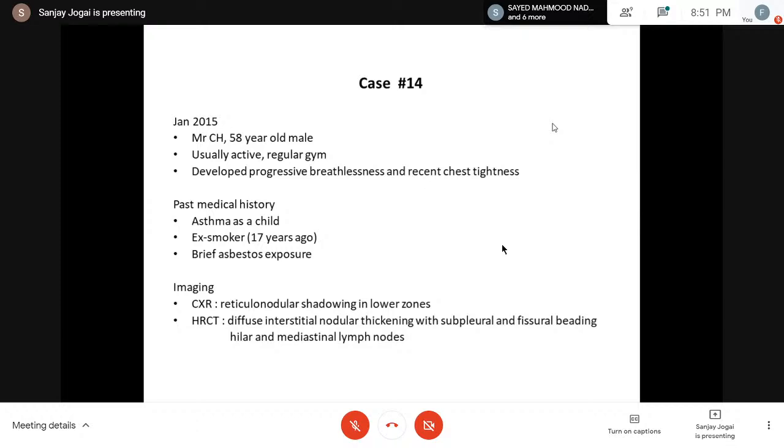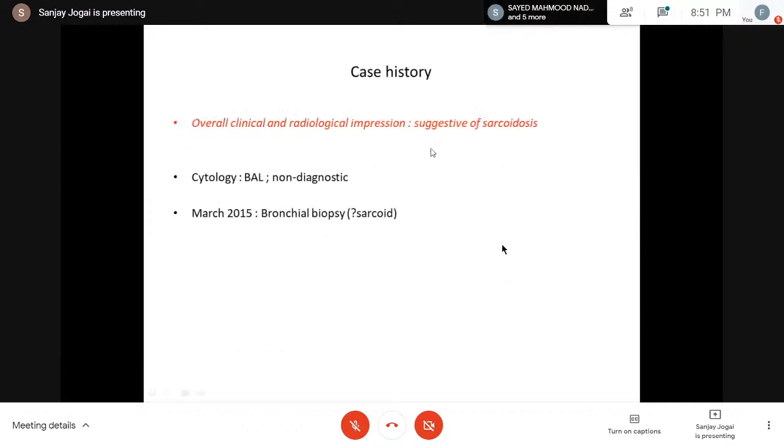So the history goes back to January 2015, when a 58-year-old male who was regularly going to the gym, quite active, started developing breathlessness and chest tightness. He had a background history of asthma as a child, was an ex-smoker, with very brief asbestos exposure. Now, imaging showed reticulonodular shadowing, and HRCT showed diffuse interstitial nodular shadowing with subpleural and fissural beading, hilar and mediastinal lymph nodes. Now, before I even go further, if you have that history, there are not many things you are going to think, especially clinically and imaging-wise, this was sarcoid.